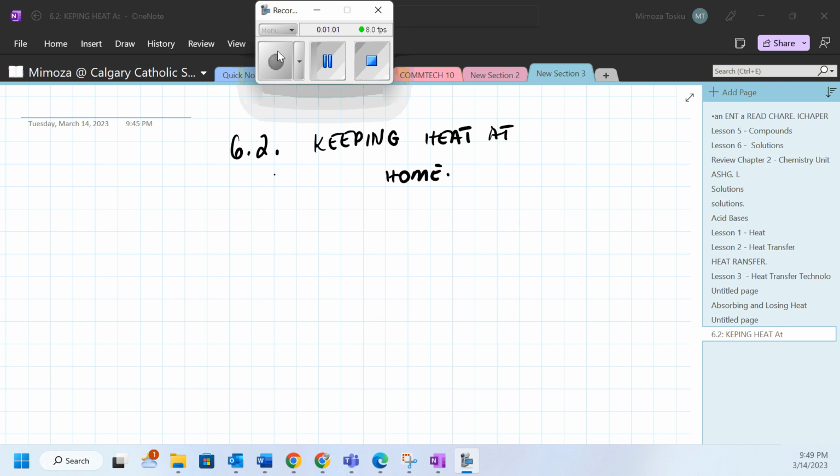Therefore, to keep this heat in the house to the best of our ability, we use proper insulation. So let's take a look at this. What is insulation? Any material that insulates or prevents the transmission of heat and cold is called an insulator.